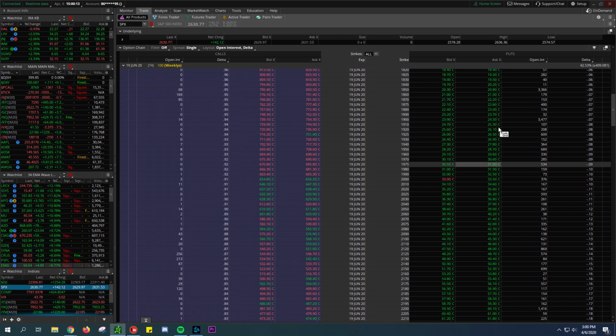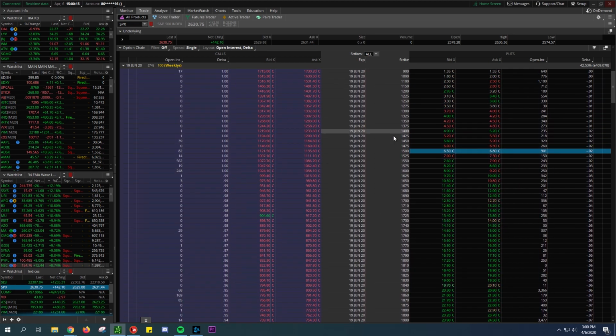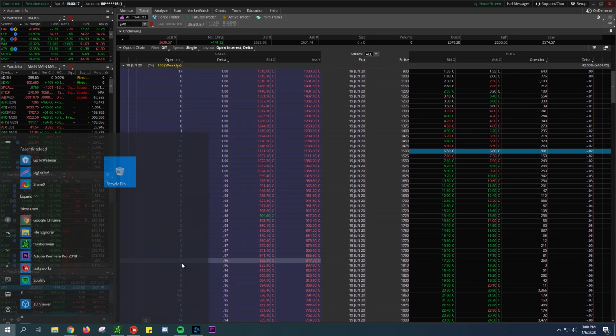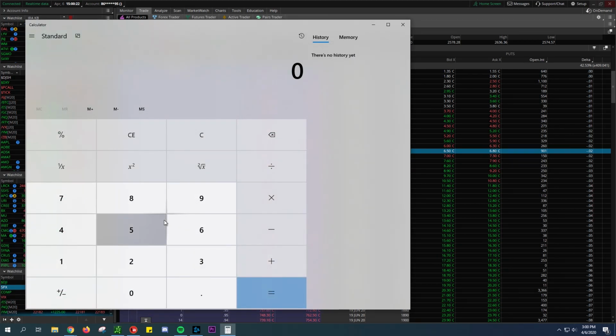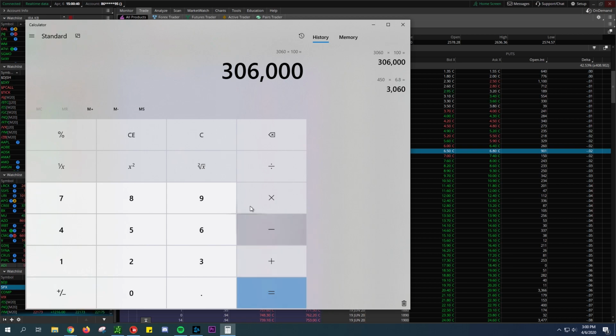So basically, let's do some very simple math here. Pull up the old calculator. There we go. So he paid $17.42. So he has 450 shares, and we're just going to give him the benefit of the doubt, give him a little bit of a higher price. So that's 3,000. Then we're going to times that by 100. So his current value, again, just theoretically, is $306,000. That's what his position is currently worth, the market value.